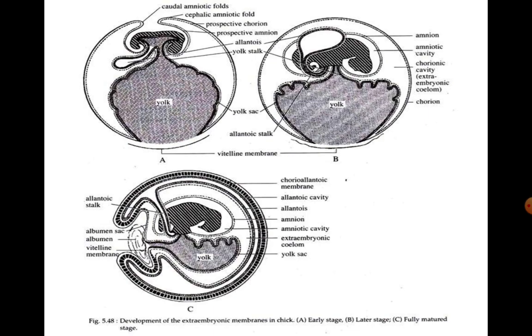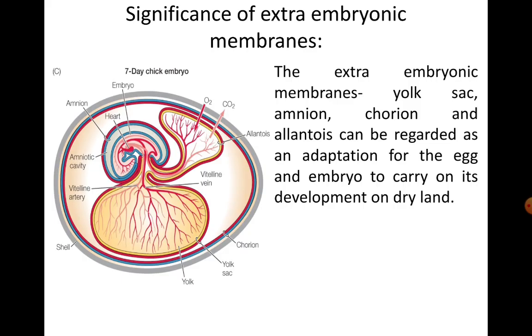For your exam also, if they ask you to write a neat labelled diagram of chick showing extra embryonic membranes, this diagram B or A with completely labelled parts will do. So you have to learn all these 3 diagrams. At least A and B should be compulsory. This you have to practice. This gives you a complete view of the development of extra embryonic membranes.